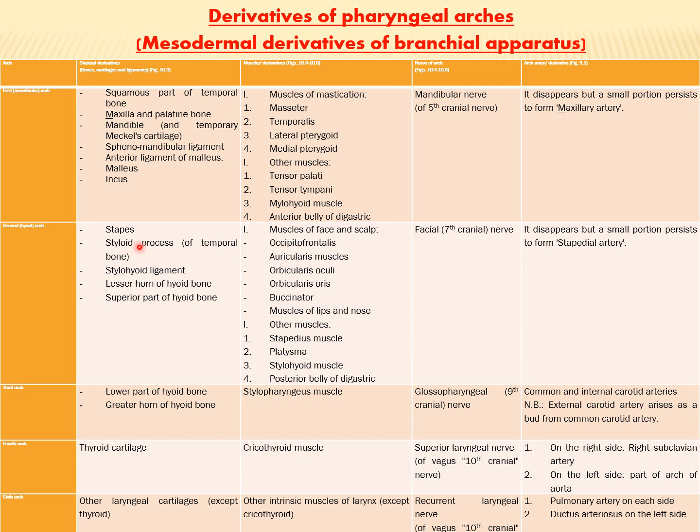The skeletal element, as we said in the previous figure diagram, includes stapes, styloid process of temporal bone, stylohyoid ligament, lesser horn of hyoid bone, superior part of hyoid bone. As we said, all these structures begin with S, and the word second begins with S.